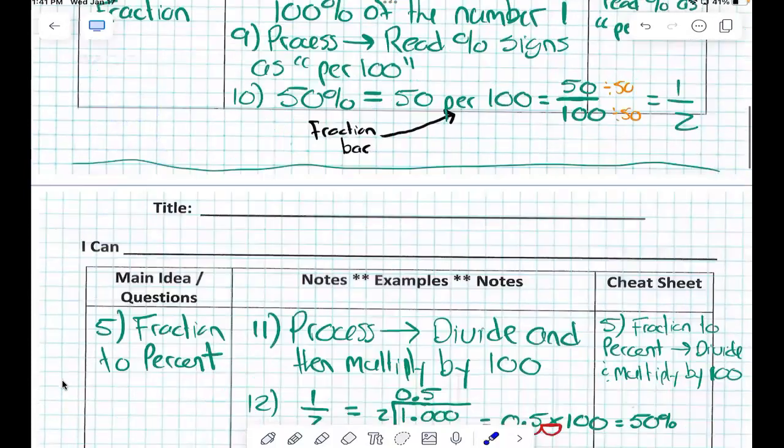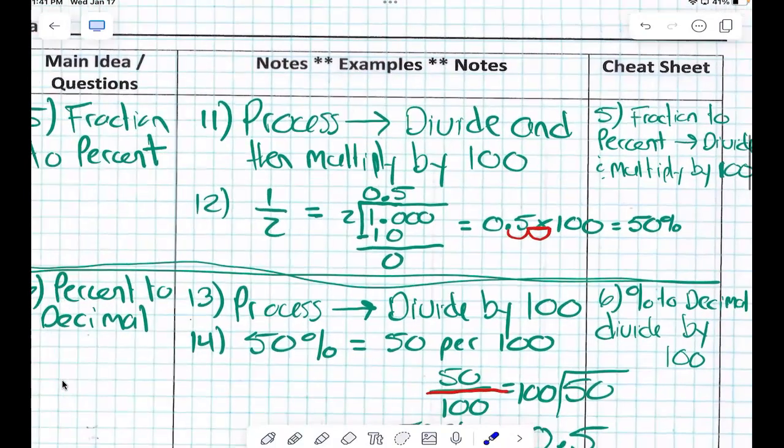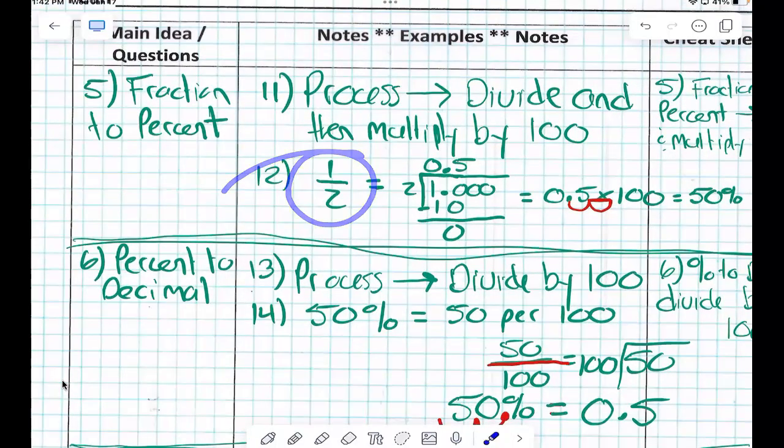All right, number 5, fraction to percent. What's the process on the count of 3? 1, 2, 3. Divide and multiply by 100. This is the only one that involves 2 steps. You divide, and then you multiply by 100. So we have a fraction, and we know fractions are what kind of problems? Division. So when we divide, we got 5/10, right?